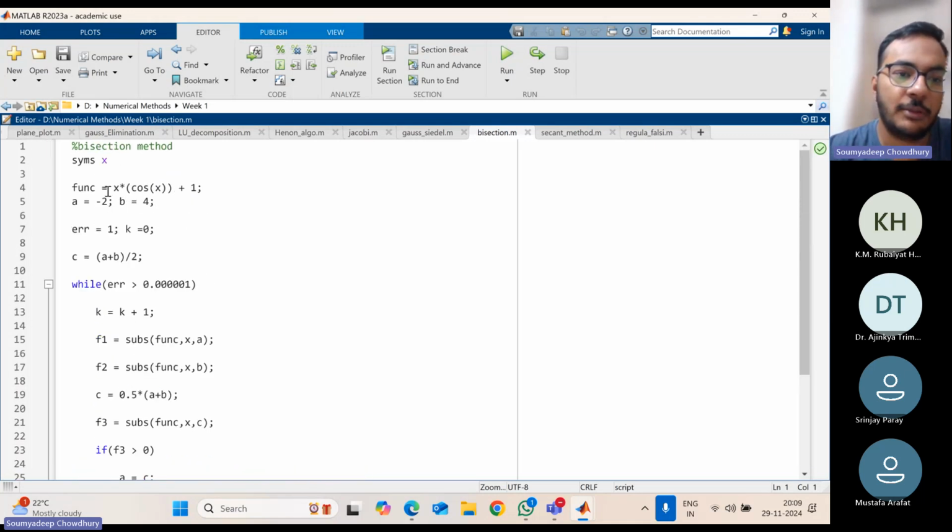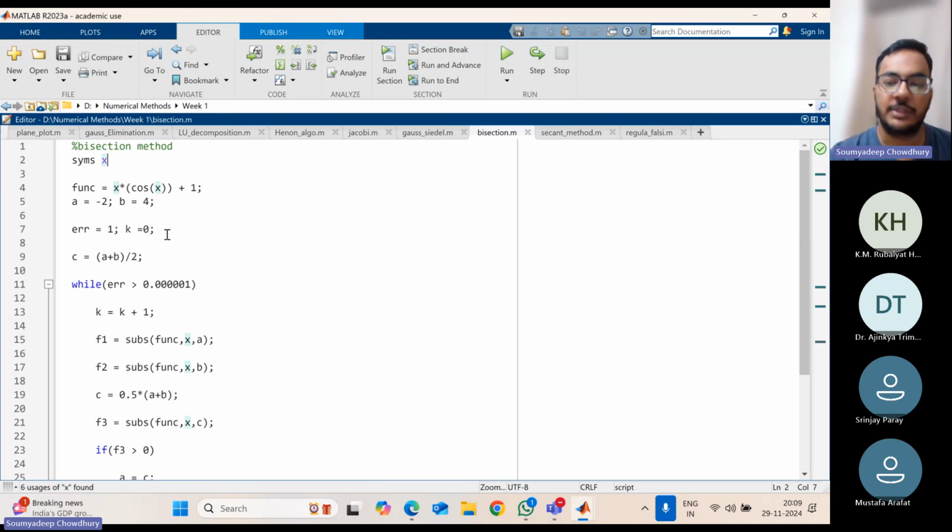So in the bisection method, in the second line we are declaring the x variable, that is syms x. Syms basically means it is a symbolic variable. In MATLAB, if you want to declare any variable, you have to use the syms command. Then we are giving the function, that is x cos x plus 1. Here you can use any function. Then we mention the initial lower and upper limit, a equals -2 and b equals 4. Then the error value we take as any value greater than the tolerance limit, as I told, it is 1.